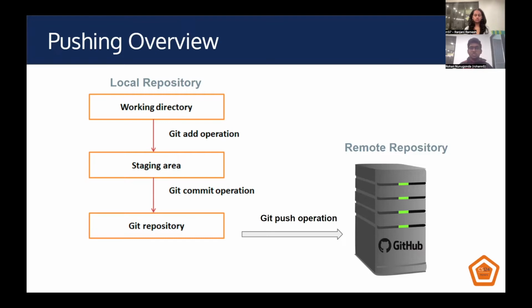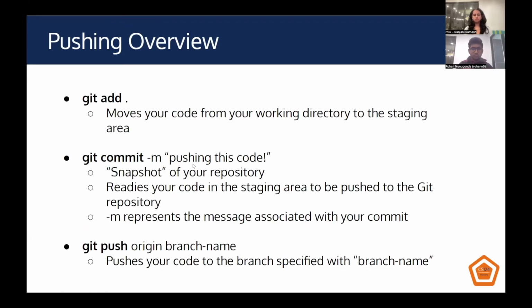Once you do your commit operation, you now go from the staging area to the Git repository. Then you can push and your changes will now be on the remote repository, ready in the version control system, ready to use. So here's just a quick summary of the commits that I had talked about earlier.